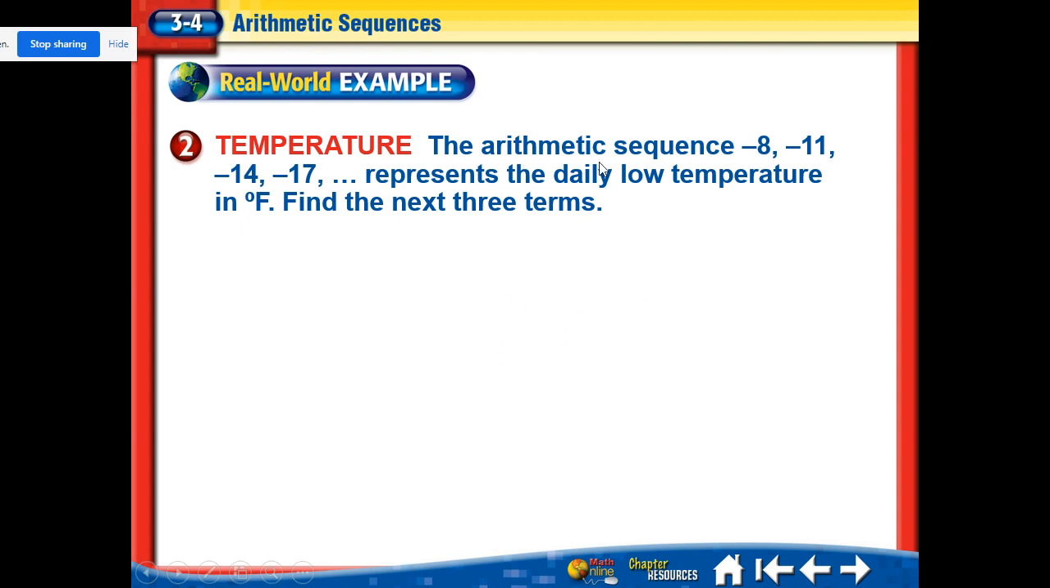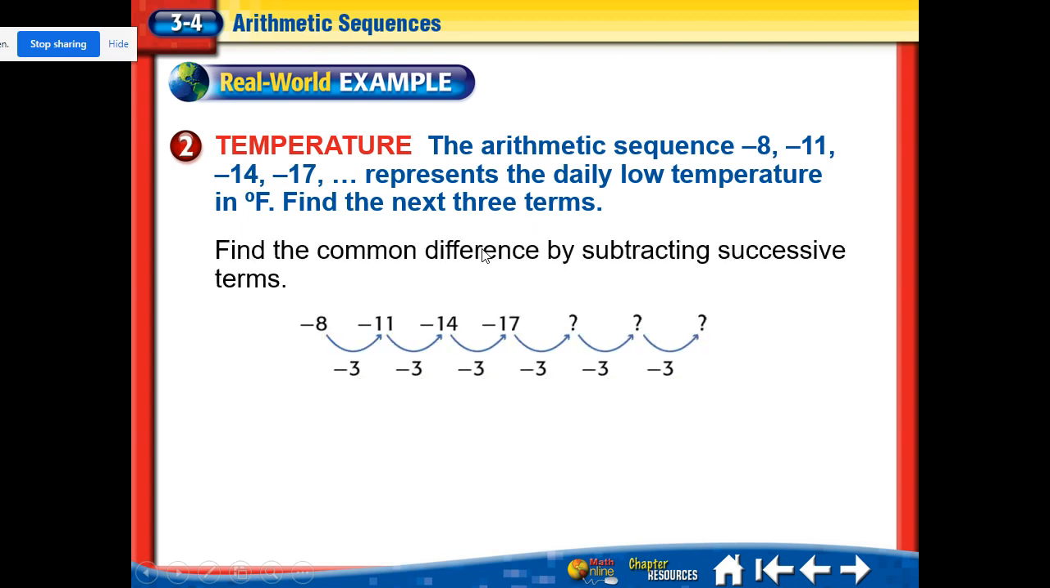All right, so let's look at this. So we have a sequence here. They tell us it's a sequence. It goes from negative 8 to negative 11. So how do we get from negative 8 to negative 11? We subtract 3, and then subtract 3, then subtract 3. So how do we find the next 3 terms? Since those are all subtract 3, we're going to just continue to subtract 3 to get the next one.